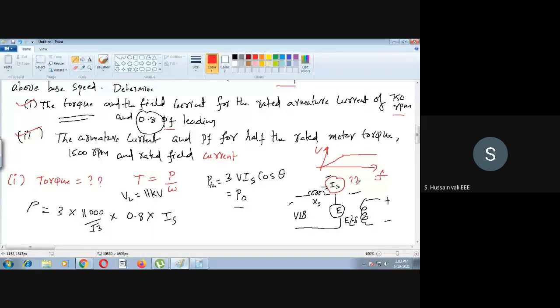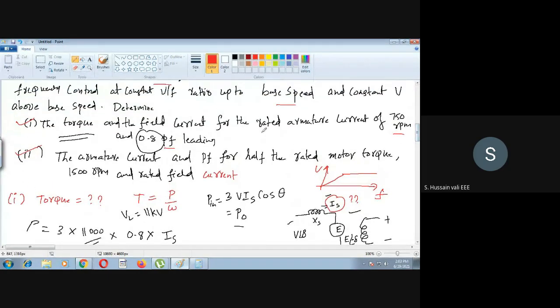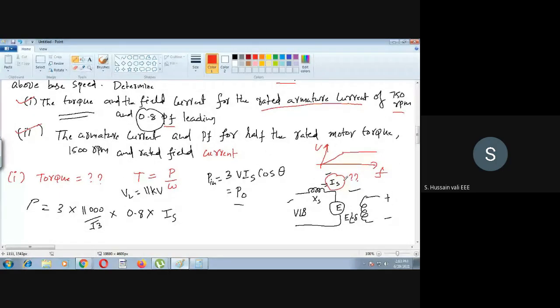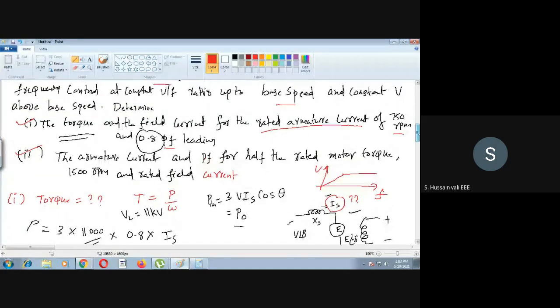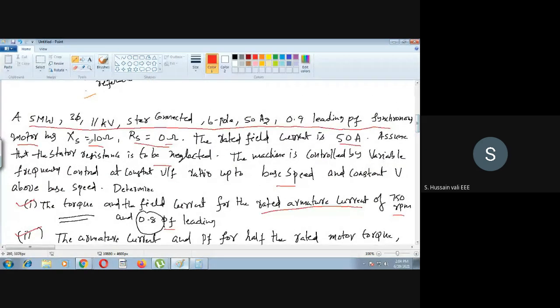To find out this value, the input power is 5 megawatts, rated values he has given. That's what I'm searching for now. He said it is the rated armature current, and here IS is the armature current. In the problem he said rated armature current, so we will find out IS from the rated values. He has given the rated power and rated voltage, so we will use the same formula once again.